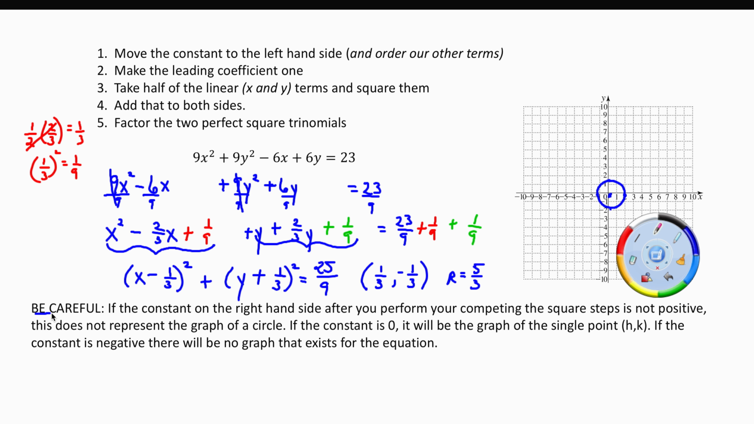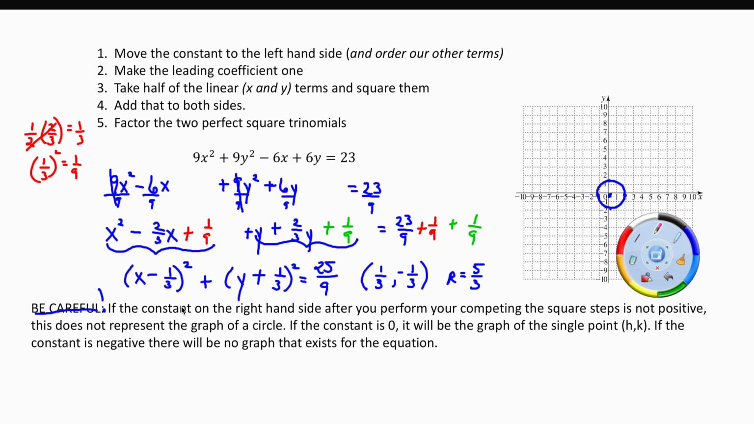Now, be careful. Sorry for marking it out. I meant to underline it. Be careful. If the constant on the right-hand side, after you perform your completing the square steps, is not positive, it does not represent a circle. If the constant is 0, it will be the graph of the single point (h, k).